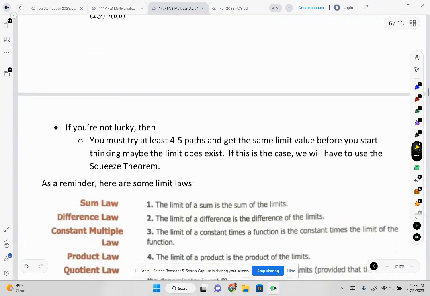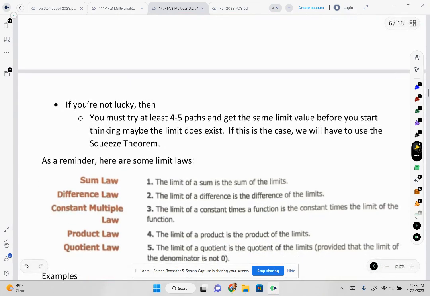So those are two of the lucky things that could happen. But if you're not lucky, then you're going to be trying a lot of paths, at least 4 to 5 paths. And if you're getting the same limit every single time, after 4 or 5 paths, then you might start to think that your limit does exist. If this is the case, you have to prove it. You have to use the squeeze theorem in order to prove that a limit exists.